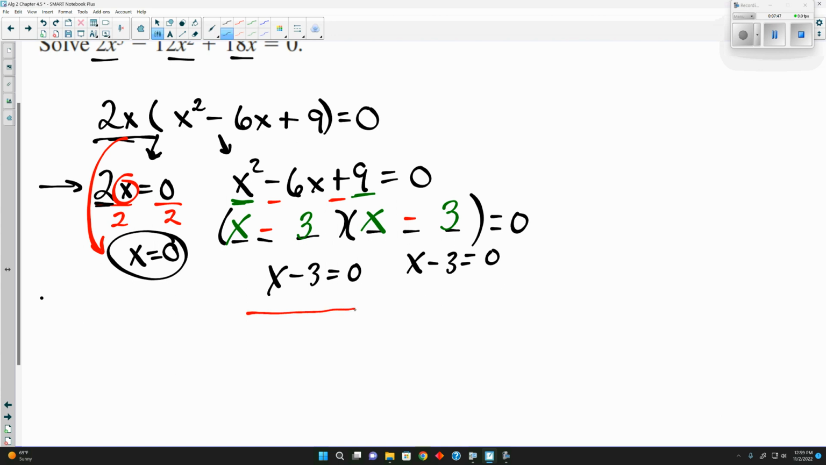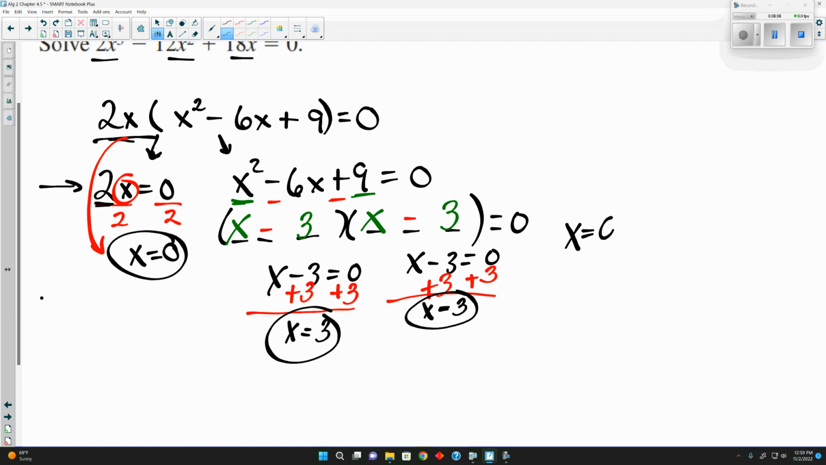So for the first one here, we can add 3 to both sides, saying x is equal to 3. For the other one, we can add 3 to both sides, saying x is equal to 3. So our solution is x is equal to 0, 3, and 3. And that's it.